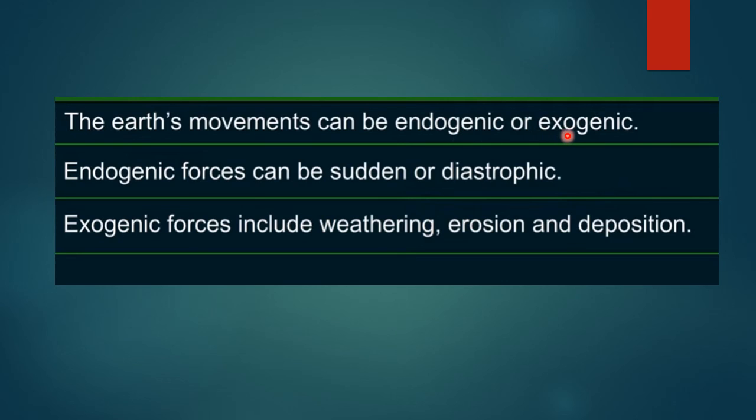Now endogenic forces can be sudden. I've told you sudden means either earthquakes, volcanoes or landslides that will lead to natural disasters, and diastrophic means very slow kinds of changes which take place, leading to building mountains or valleys. Now forces which act on the surface of the earth are weathering, erosion and deposition due to the agents of wind, water and ice. So in our next video we are going to learn what are the results and changes that take place on our earth's surface due to endogenic and exogenic forces.